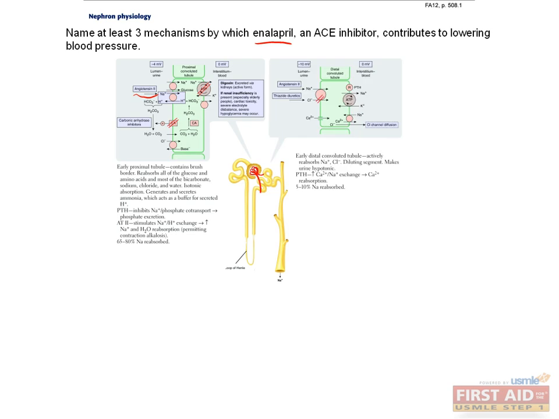Second, angiotensin II normally acts in the distal tubule to promote sodium absorption by cotransport with chloride. So, an ACE inhibitor will also lead to more sodium loss and diuresis in this segment of the nephron too.